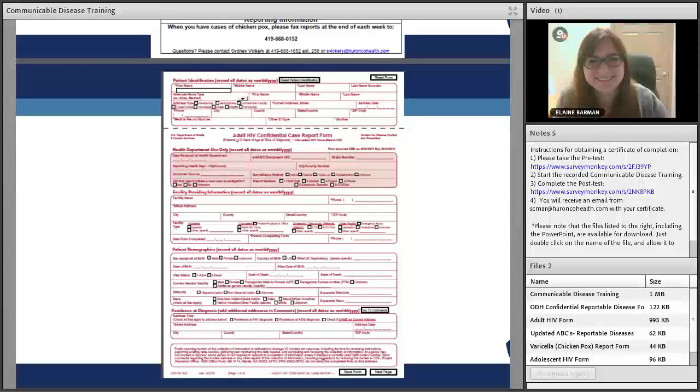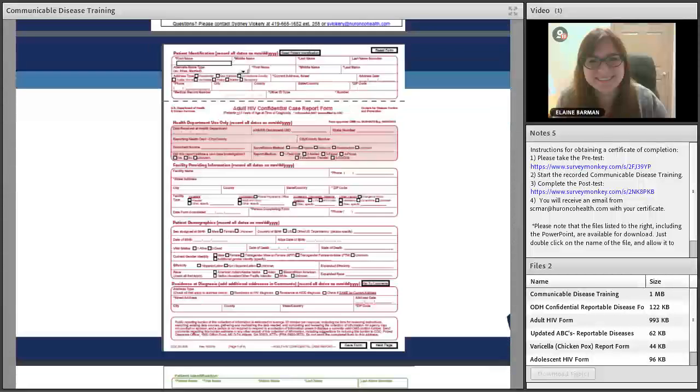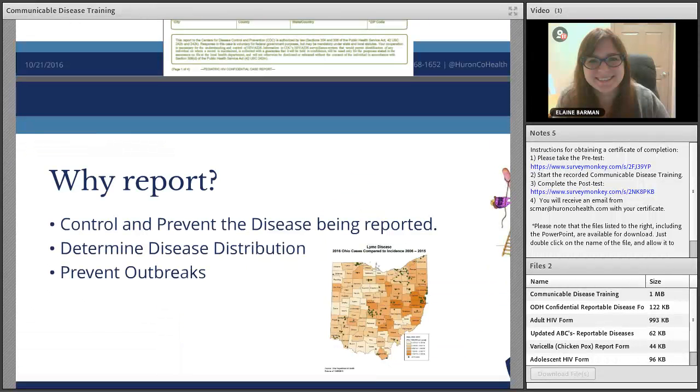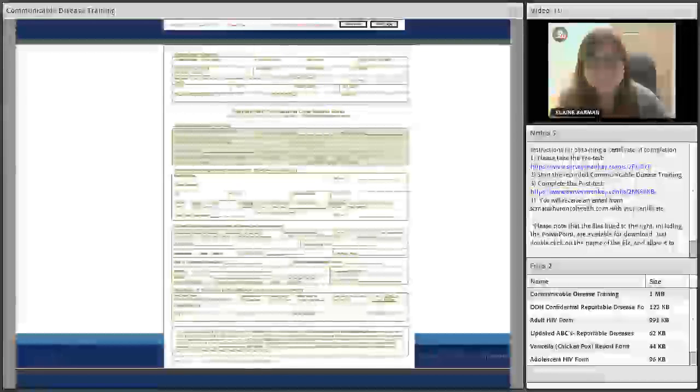So this form, again, is for HIV. We have special HIV coordinators who follow up with all of the HIV cases, make sure they're getting treatment, make sure they're following up on all their cases. So those caseworkers will receive all of those cases for several counties.